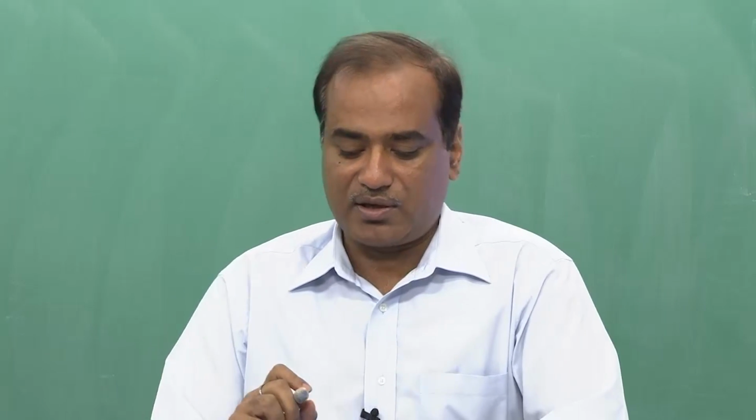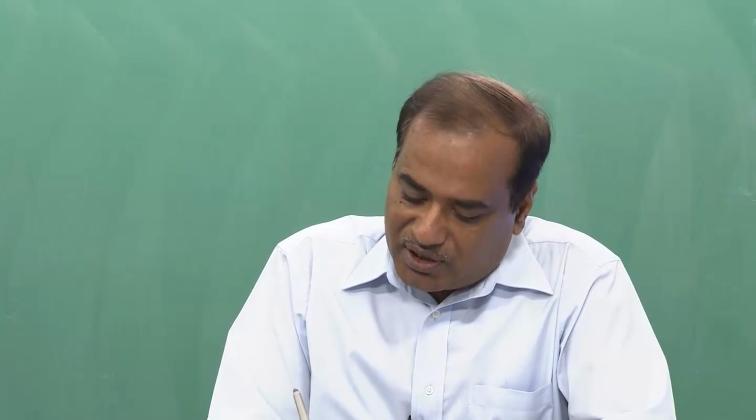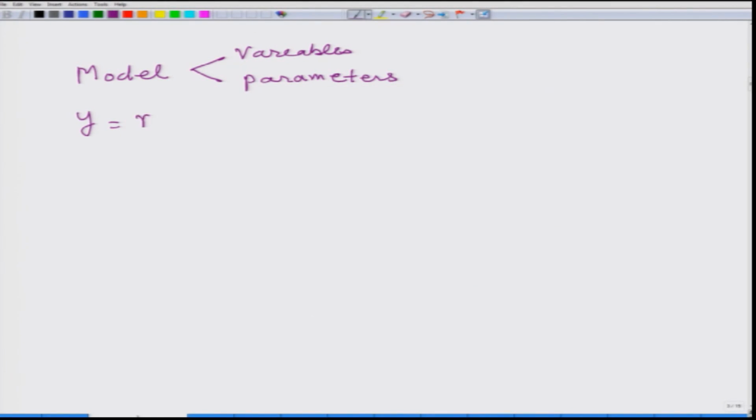You all have learnt this equation possibly in class 10 or class 12, something like this: y equal to mx plus c. What is this? This is the equation of a line. Now, there are four components here: x, y, m and c. Let me try to group them into two groups: x, y and m, c.